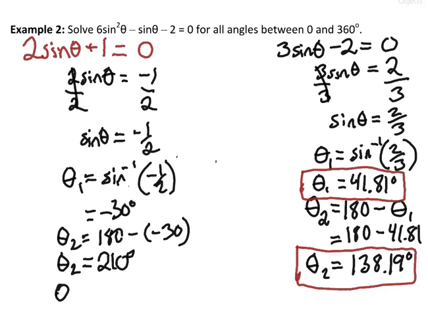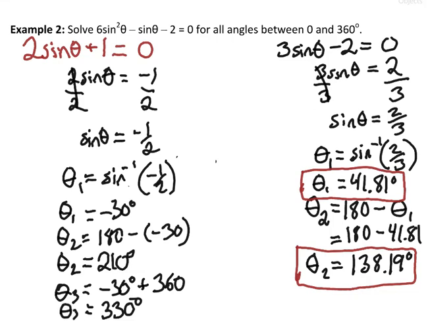And then I'm going to need to get a theta 3 here, right? Because this first theta 1 that I have is negative, so that's not allowed. I need to find a coterminal thing with that. So I do that negative 30 degrees, and I just add 360 to it. And that gives me positive 330 degrees for theta 3. And so my answers are 210 degrees, 330 degrees, 138.19, and 41.81 degrees. And that's all the solutions to this quadratic here.